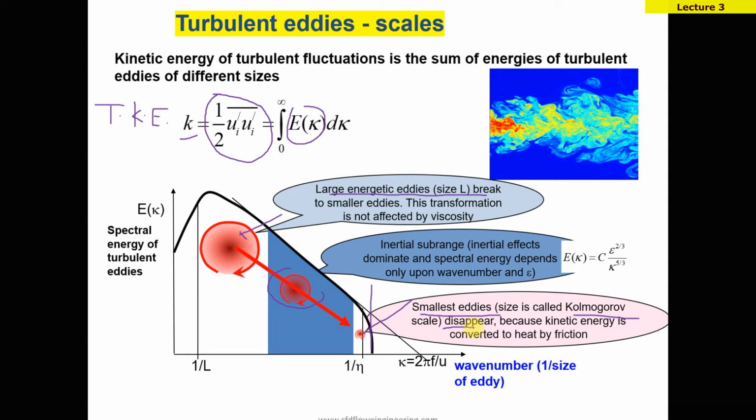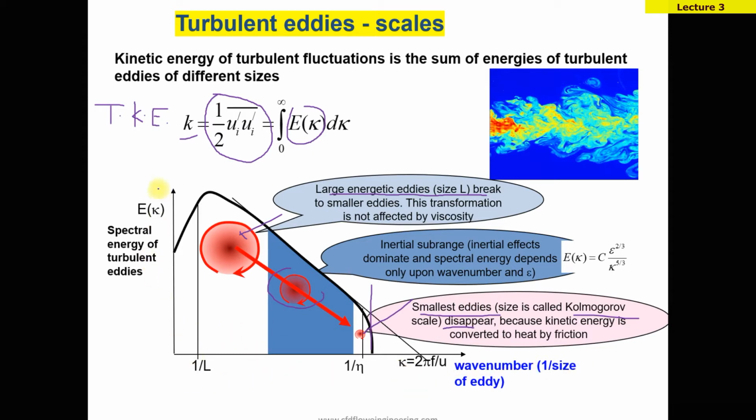It cascades energy from the larger eddy to the smaller eddy, then from the smallest eddy to viscosity. For the smallest eddy, the turbulent kinetic energy is converted to friction.